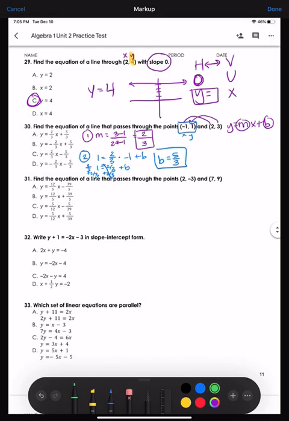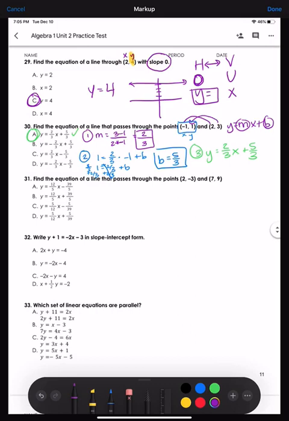Now that I have m and b, I can plug them in. y equals mx plus b. And which answer matches? I'm looking for 2/3 x plus 5/3. That would be A. All right. Find the equation of a line that passes through these 2 points.